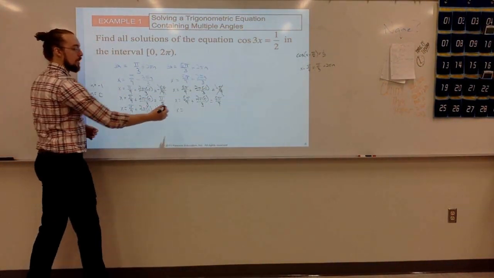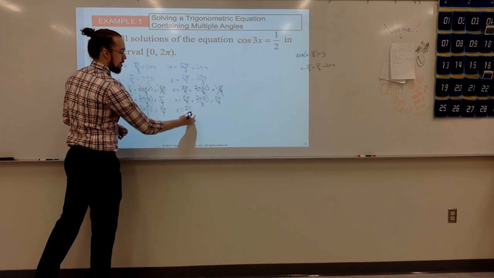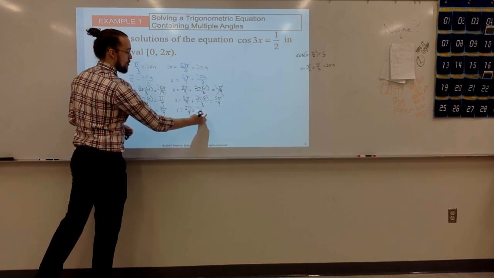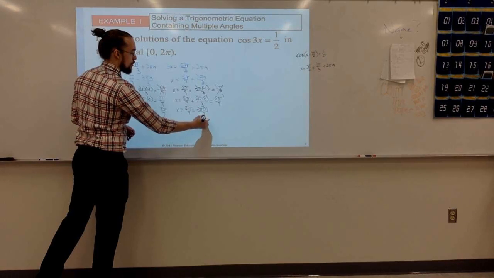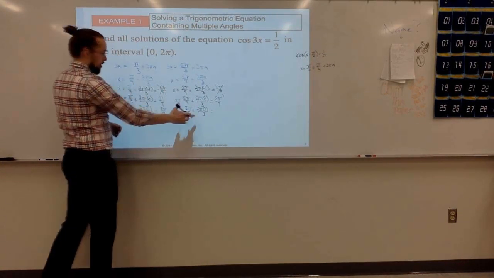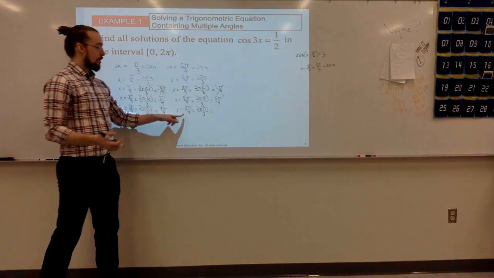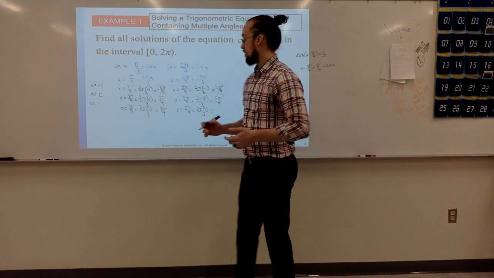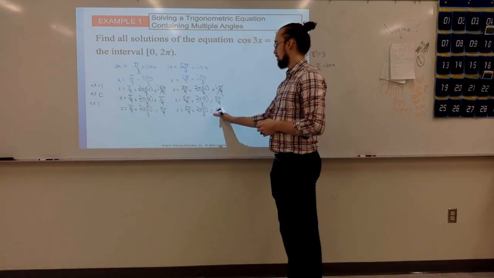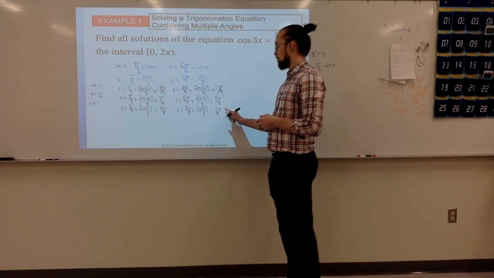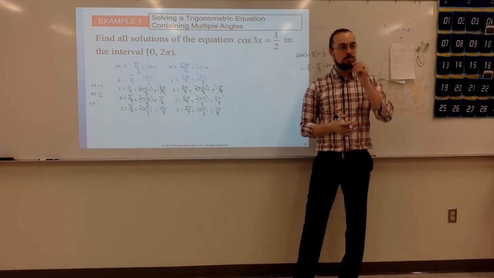And do the same thing over here. Plug in 1. So 5 pi over 9 plus 2 pi times 1 over 3. So again, that's 6 pi over 9. So 5 pi over 9 plus 6 pi over 9 would be 11 pi over 9. That is still in between 0 and 2 pi.